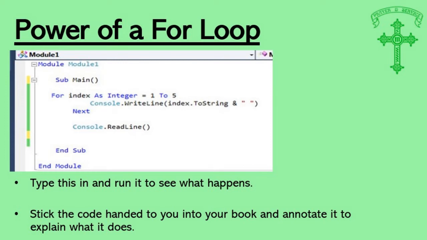So the power of for loop, what this will do is it will count from 1 to 5. That's it basically. It sets a variable called index as a number, a whole number, an integer, and it says count from 1 to 5, and that's it basically.